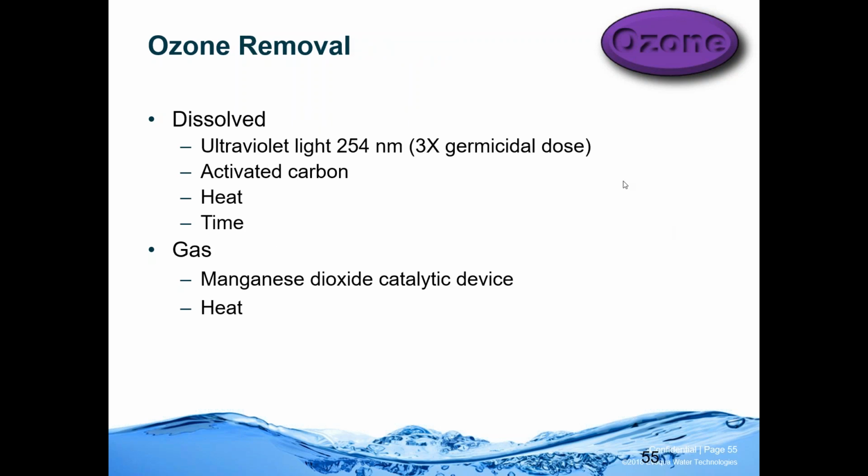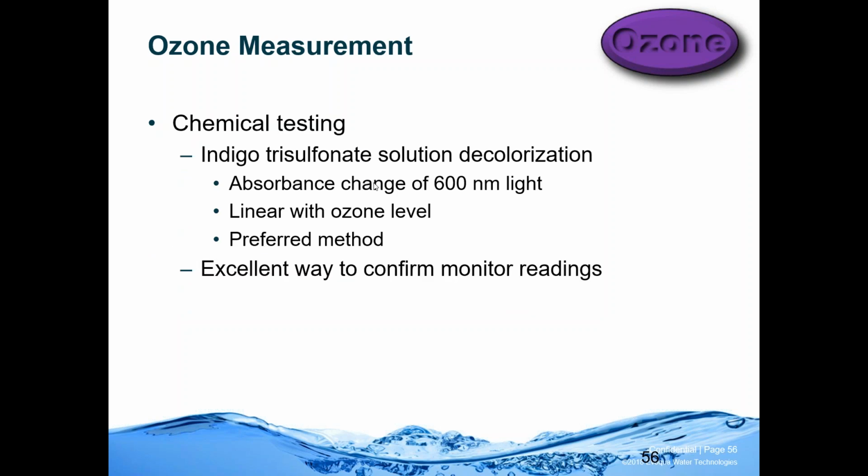We talked about the sizing of ultraviolet units for ozone removal, and the gas that's off-gassing from the storage tank. There are units that either use a catalyst in heat or use straight heat to decompose it to oxygen. There are good test kits available that you can use to test ozone levels and also use to confirm that your instruments are reading properly.